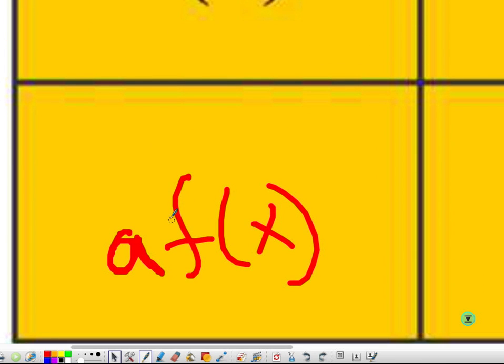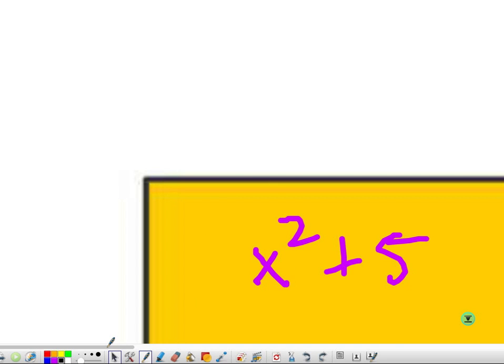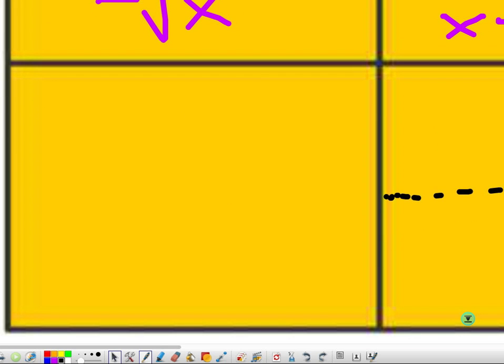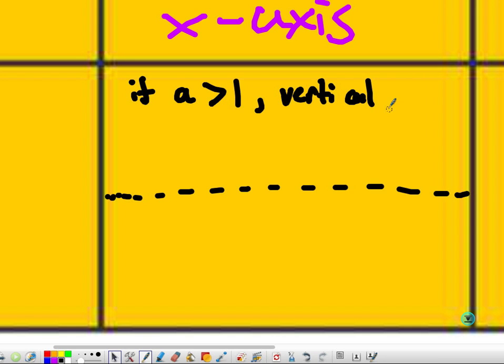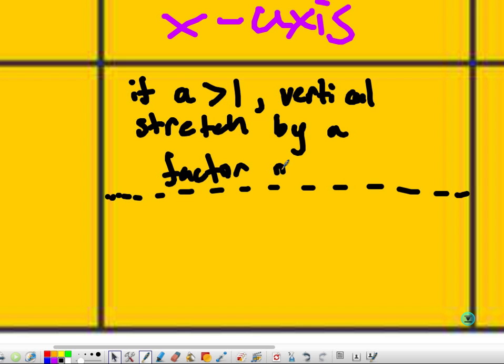Whenever we multiply the function where we have a number in front of the function, if a is greater than 1, we saw that the function gets thinner, and I showed you that it is actually a vertical stretch by a factor of a.